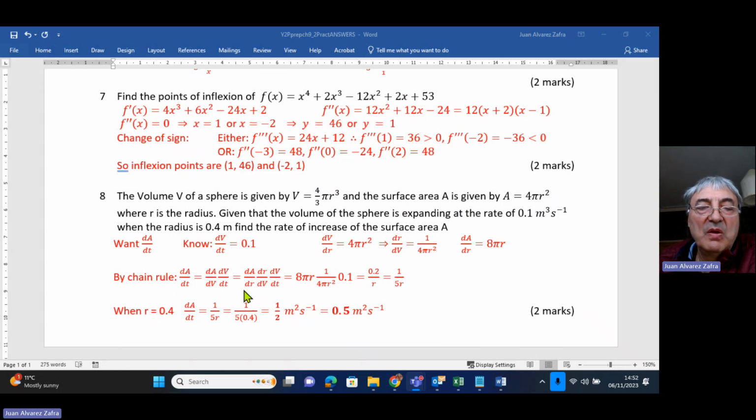And so dA/dt will be the product of these three rates of change: dA/dr, which we calculated to be 8 pi r, dr/dV, which we calculated to be 1 over 4 pi r squared, and dV/dt, which we're given as 0.1, which means that dA/dt will be 0.2 over r, or 1 over 5r. And only at this point do we need to use the fact that we're interested in the rate of increase of the area at a specific value of r, which is 0.4. We substitute that r is 0.4 here, and we get 1/2 meters squared per second, or 0.5 meters squared per second, which is the answer that's required.